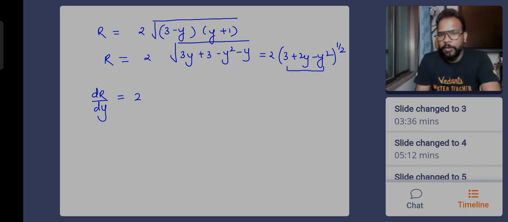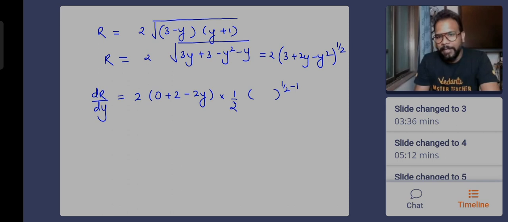2 remains as it is. You're going to first differentiate things which are inside. So differentiation of 3 is 0, differentiation of 2y is 2, differentiation of y square is 2y, and then forget about everything which is inside the bracket. Look at the bracket. So bracket to the power half. So the differentiation is going to be half bracket to the power half minus 1, and everything inside remains the same. That means everything inside is going to be 3 plus 2y minus y square like this.